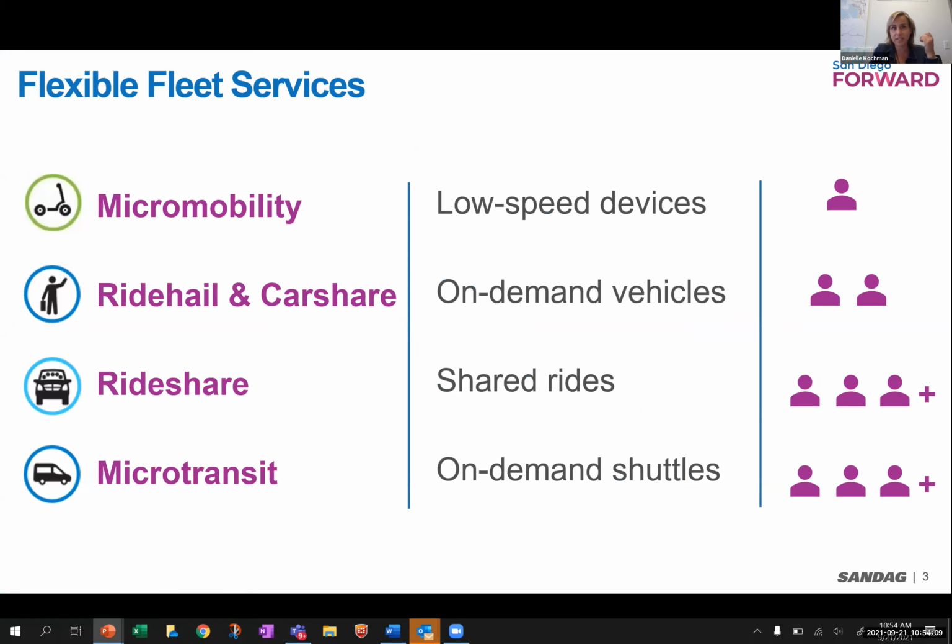So flexible fleet services are one of those components. They meet a number of different needs, but we have categorized them into a couple different categories. Micromobility are low-speed devices that generally operate on our roadways. They're more restricted because they're under 25 miles an hour generally. And so we have scooters, e-bikes, which you've seen all around the county recently, both privately owned and shared. And then also neighborhood electric vehicles, which, if you're not familiar with them, look like golf carts.